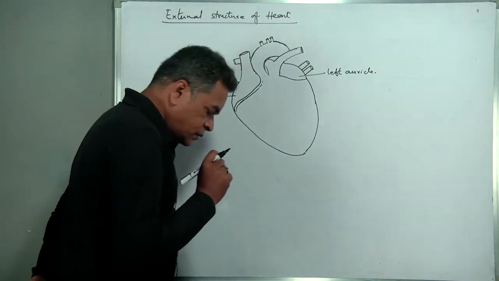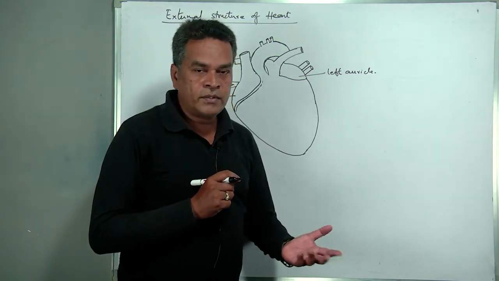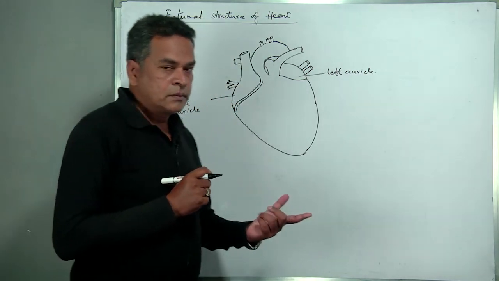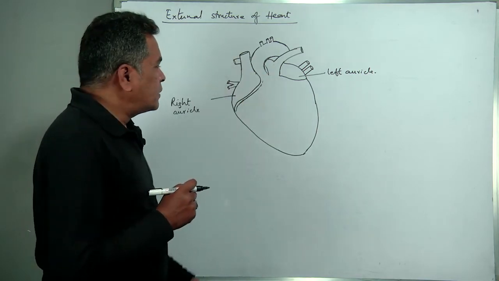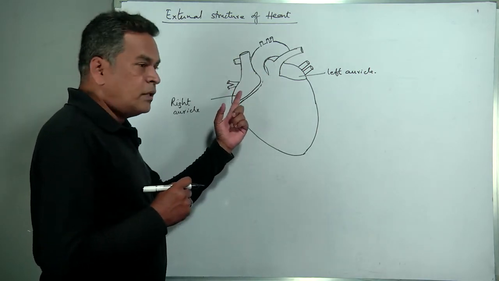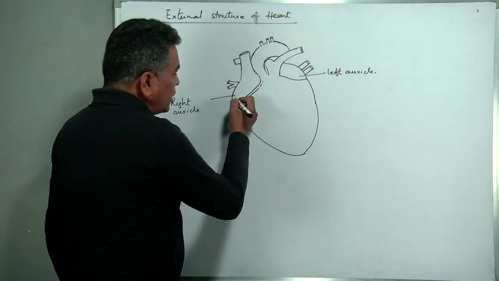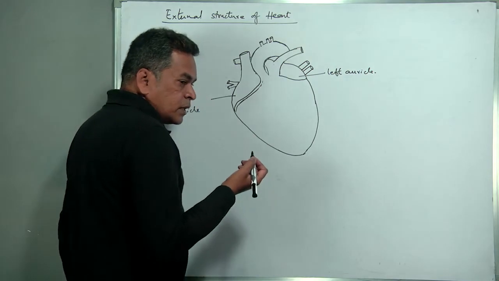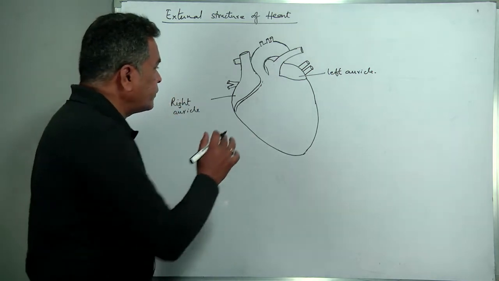Point number one here: what is the difference? Sometimes we use the word atrium, sometimes we use the word auricle. When we talk about the external structure of the heart, we have to use the terminology right auricle. When you say right auricle, you are referring to the external part of the atrium.